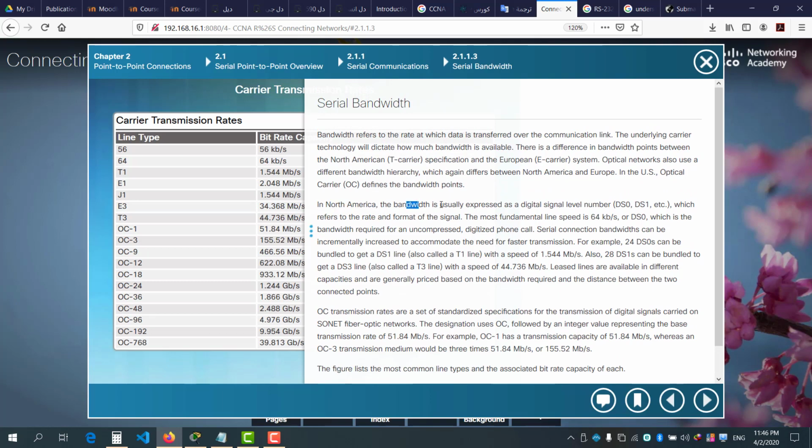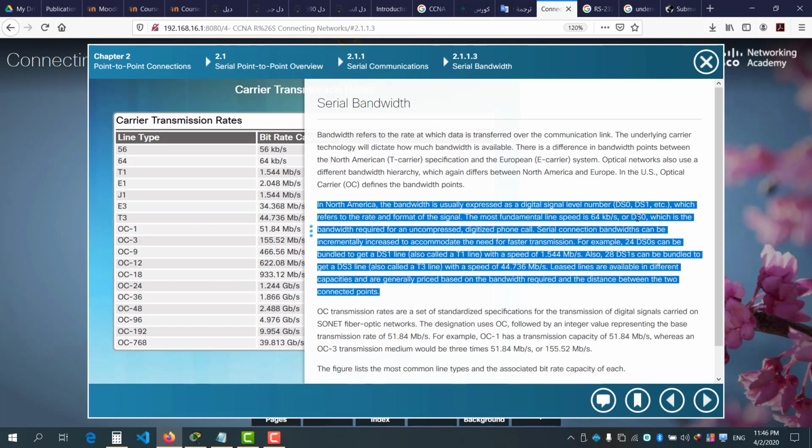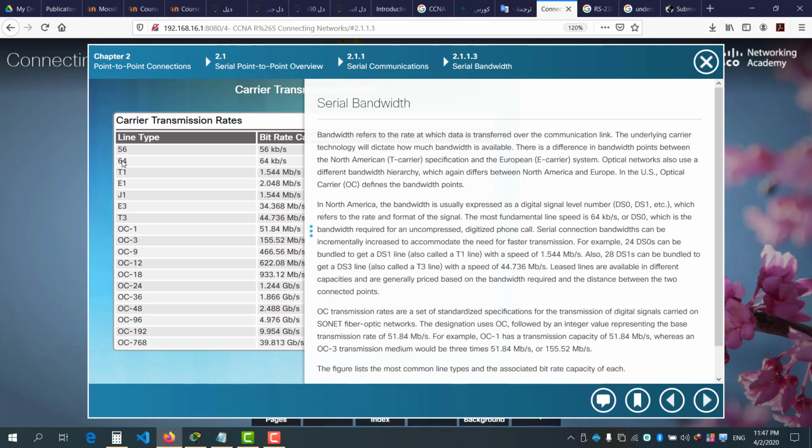In North America, the bandwidth is usually expressed not as T1 or E1, but in terms of DS and a number. DS stands for digital signal, and this number, maybe 0, maybe 1, etc., stands for the level number. DS0 is equivalent to what? Now the most fundamental line speed, the basic unit we have, is 64 kilobit per second, or DS0.